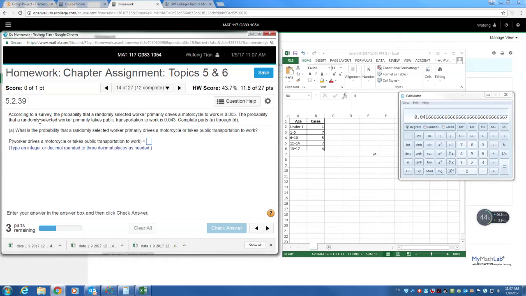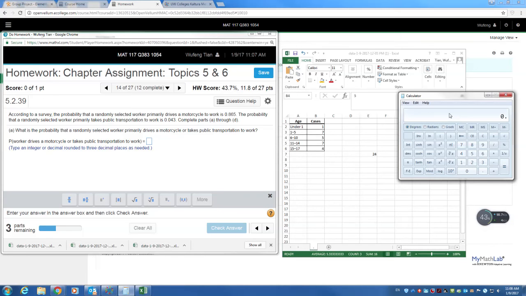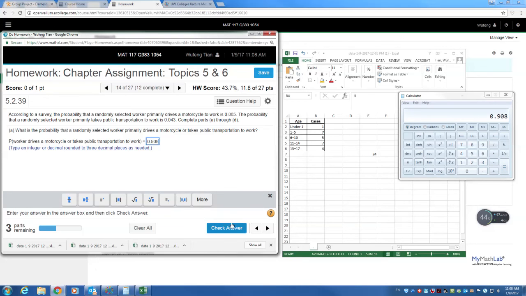Okay. According to the survey, what's the probability that a randomly selected worker primarily drives a motorcycle or takes public transportation to work? So, drives a motorcycle, takes public transportation to work. To add those two, you can add those two, 0.865 plus 0.043. That's more than 3 decimals.